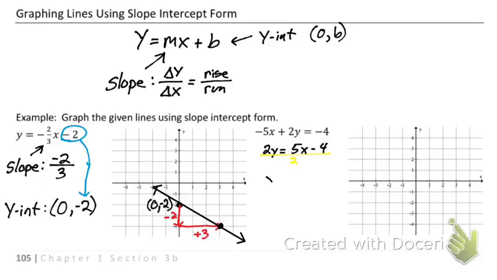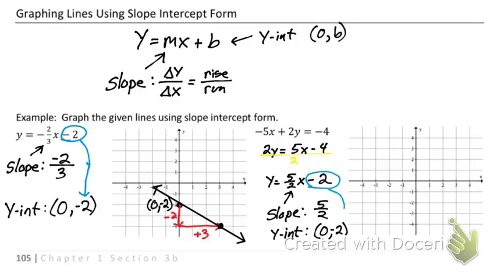We are going to have y equals 5 over 2x minus 2. Once again, that number in front of the x is our slope. So our slope is 5 over 2. And our y-intercept is 0, negative 2 again. Just a reminder, that entire negative 2 comes down there. All right, since my y-intercept is 0, negative 2, we just find the point 0, negative 2 and put a big old point there.